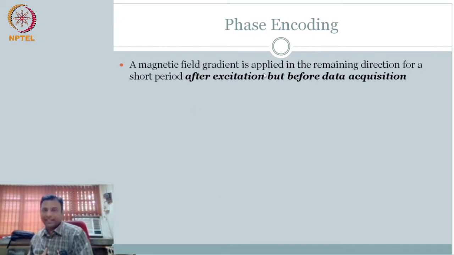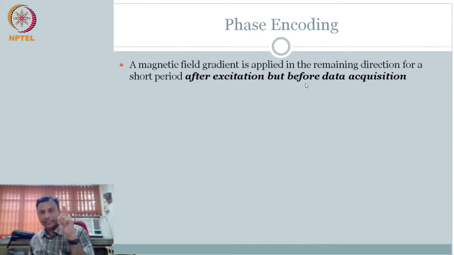So a magnetic field gradient, again we exploited GZ, we exploited GX. GZ was called slice selection, GX was called readout or frequency encoding. Now you are exploiting the other direction, GY. The magnetic field gradient is applied in the remaining direction. In our case, it is GY. Importance is when you are applying it. You are applying it after excitation. If you are applying it with excitation, that is what you did for slice selection, selective excitation. So this is done after excitation.